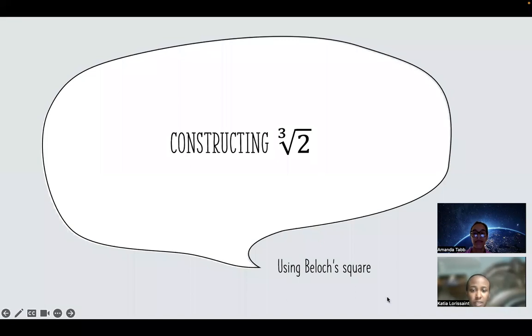Okay, as Amanda said before, I am Katia, and today we are going to demonstrate how to construct the cube root of 2 using the Belloc square.